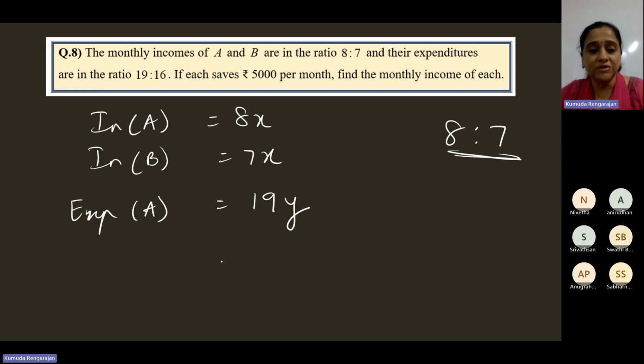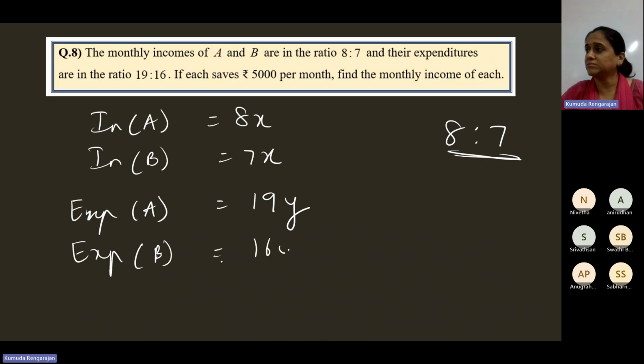Now, there's a different ratio. Expenditure ratio is different. 19:16. Don't use the same x. Use something else. So expenditure of A, 19y. Expenditure of B, 16y.